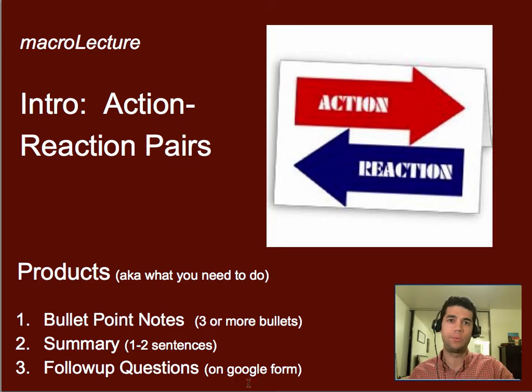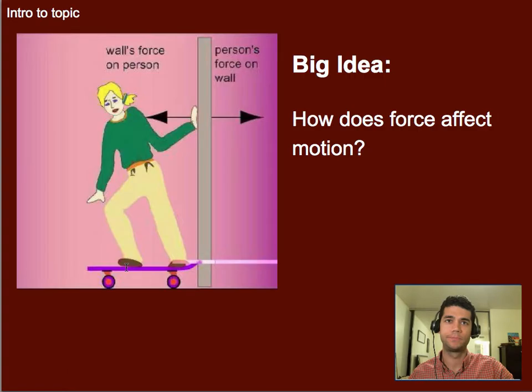As always, you need 3 or more bullet points worth of notes, a 1 to 2 sentence summary, and your follow-up questions on Google Forms.